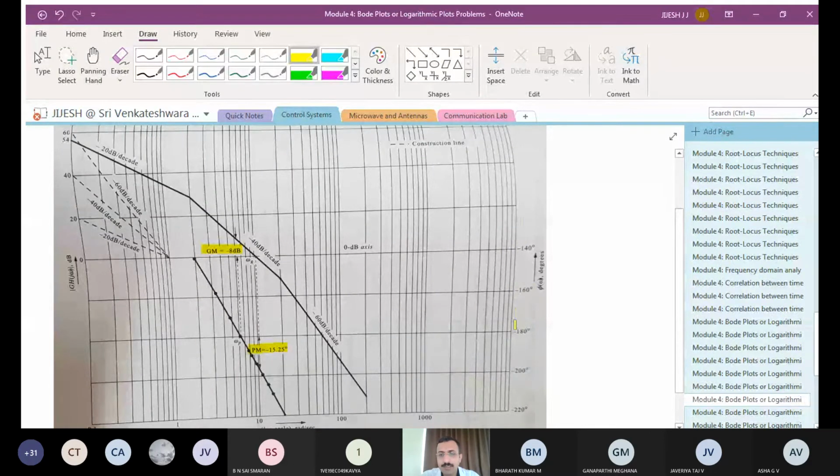So this is what you get, and you get the entire plot. This we have to draw on the semi-log graph sheet. So you can see down the omega variations as 0.1, 1, 10, 100 and so on. So this is what you have to do. This entire plot is called the Bode plot.